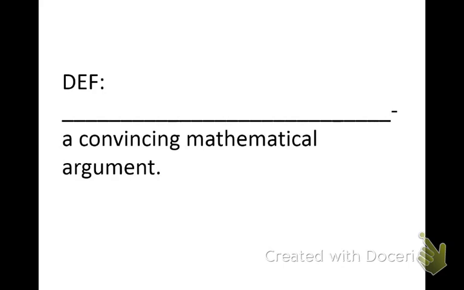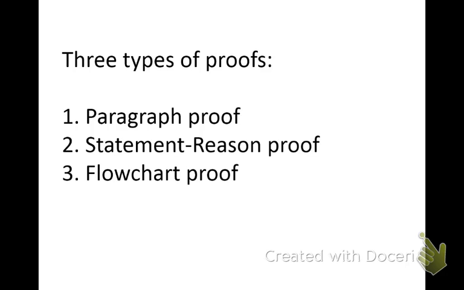A proof is a convincing mathematical argument. There are 3 types of proofs: a paragraph proof, a statement reason proof, and a flowchart proof. Most of the proofs we'll do in this class are number 2, statement reason, or 2-column proof as it's sometimes called.